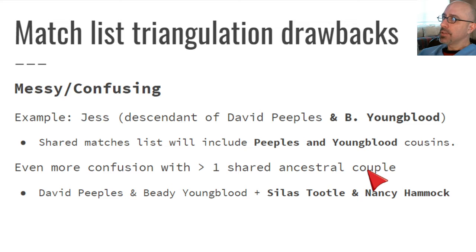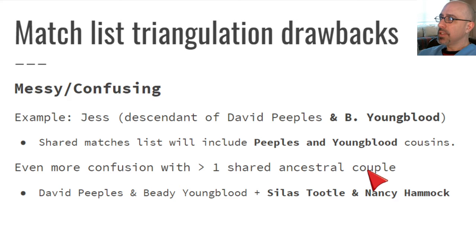So as an example, I'll say that as descendants of David Peoples, Jess and I are also descendants of his one and only wife, Beatty Youngblood. And so our shared match list will also include people who are related to the Youngblood family. And that may not be all bad. If we're interested in learning more about the Youngblood family, that's great. But if we are focused on David Peoples, then we have to contend with the fact that our match list isn't going to be a pure Peoples pool of information. It's going to include Youngblood information as well.